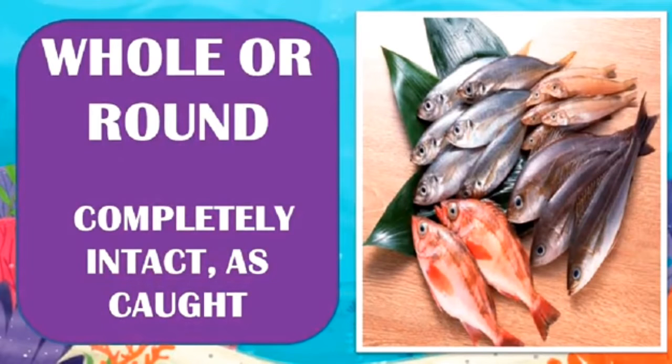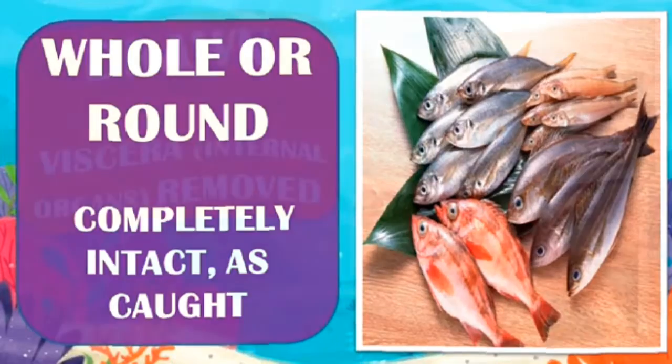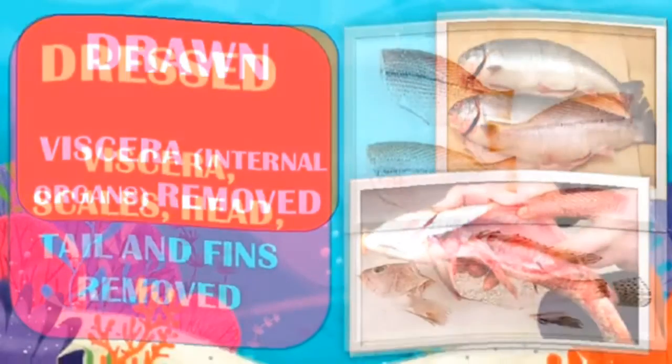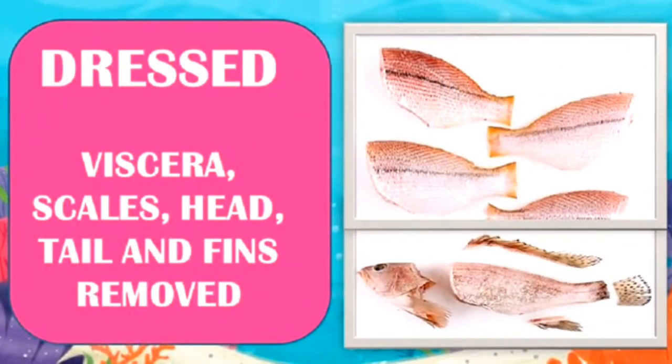Number 1 is whole or round fish. They are completely intact as caught. Number 2 is the drawn fish. The viscera or internal organs are removed. Number 3 is the dressed fish. The viscera, scales, head, tail, and fins are removed.